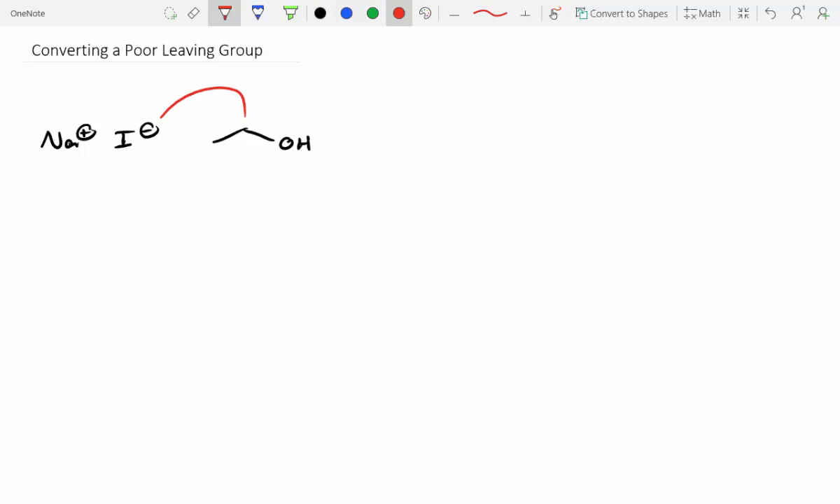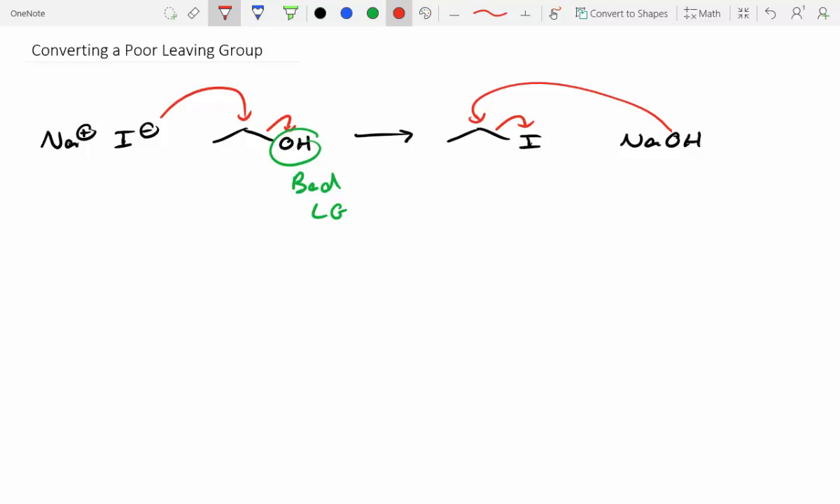Well, I could say, let's try having this iodide attack, and we could kick this guy off, and maybe this iodide could replace that, and we'd be left with sodium hydroxide. Is that going to happen? Bad leaving group. Yeah, terrible leaving group. In fact, we know the reality is this hydroxide would just attack right back and kick off that iodide because hydroxide's a better nucleophile. So in this case, this reaction will not occur. We'll put a big fat X through it.